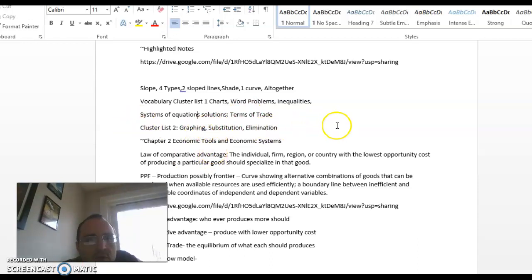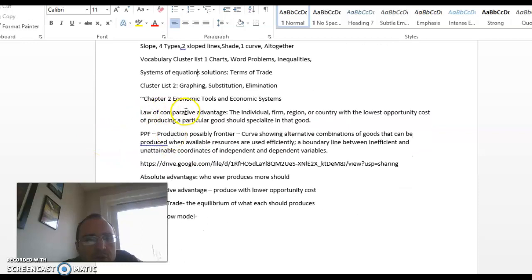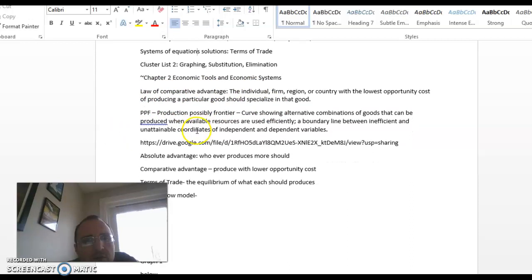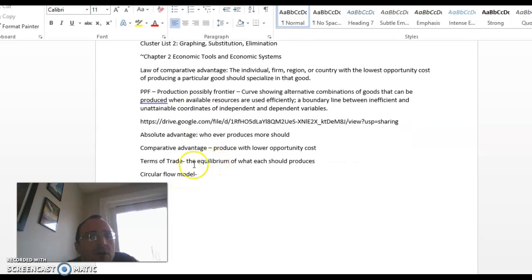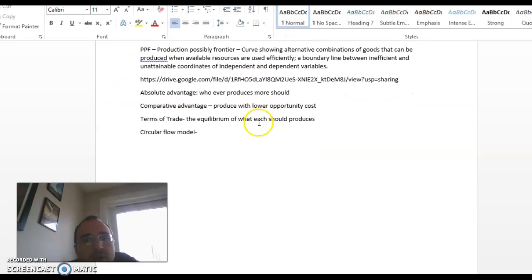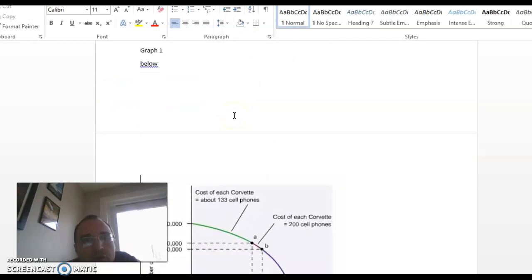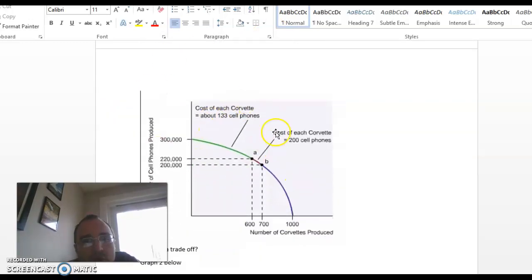Let's go through another cluster of words. Read through all these terms, and for the ones I'm really specific about, I give you the definitions. So: law of comparative advantage, the PPF, which I'm going to refer to a lot, absolute advantage, comparative advantage, and terms of trade. These are things I'm going to put in the quizzes and definitely in the tests, if you're paying attention and watching this video. The PPF is what I'm going to spend a lot of time on in this quiz. So if you watch the graphs down below, this is going to be on the quiz.